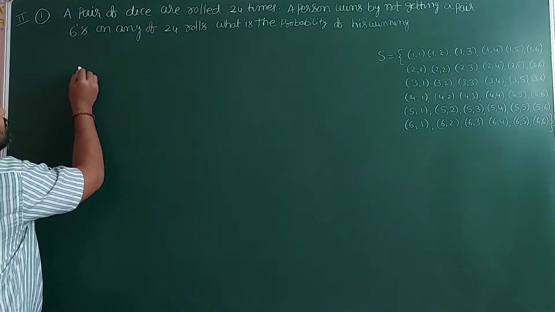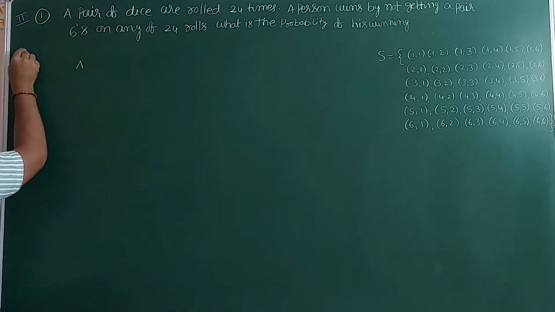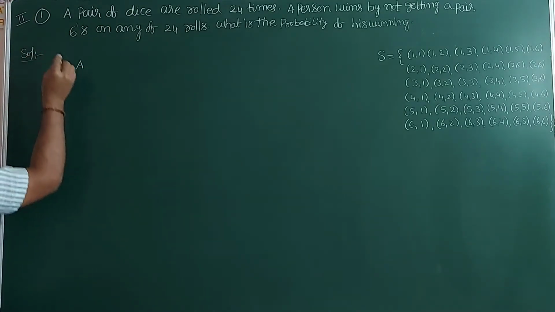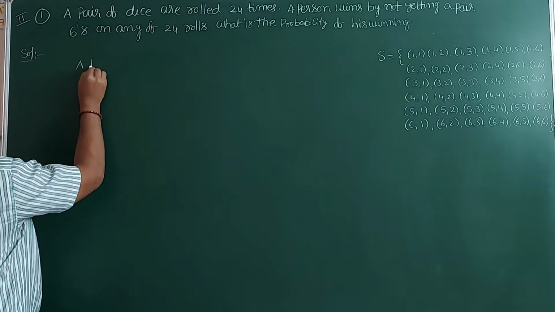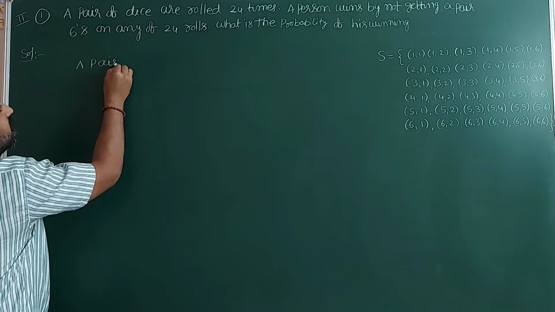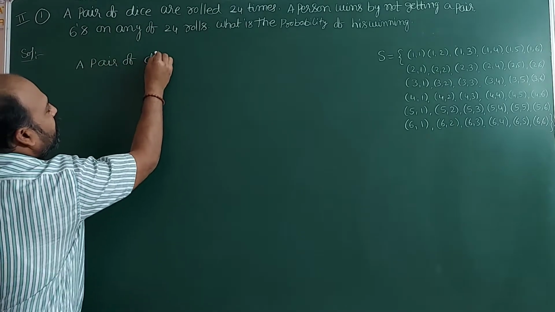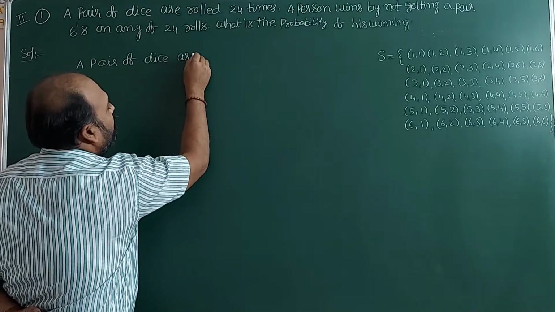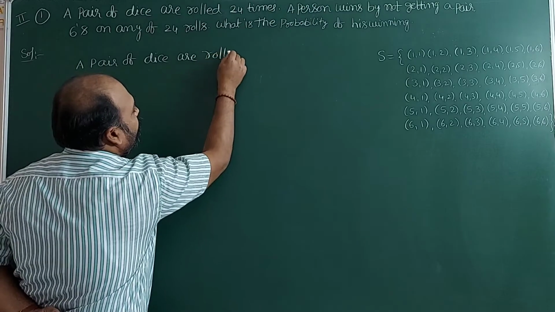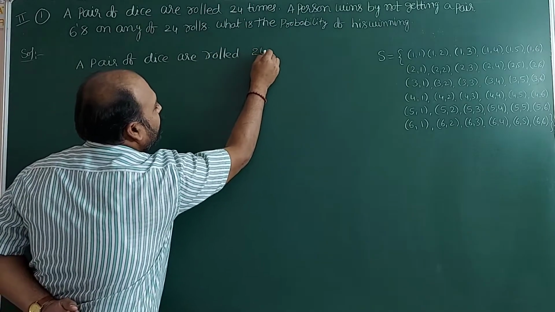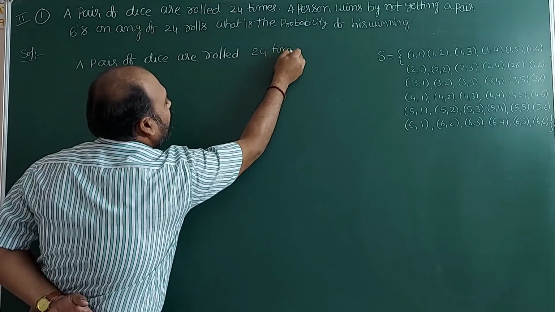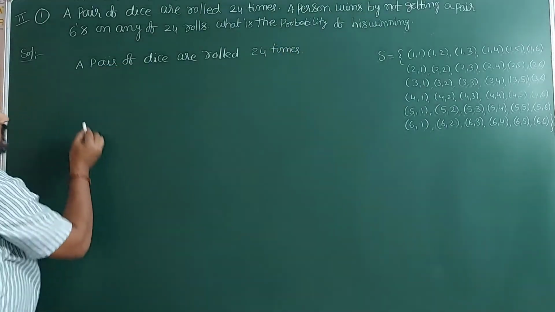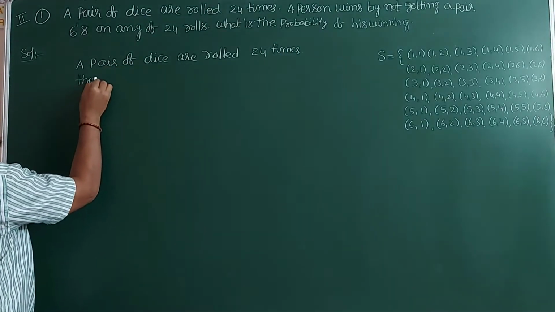A pair of dice are rolled 24 times. Here only observe carefully, dear students. Then the total outcomes.